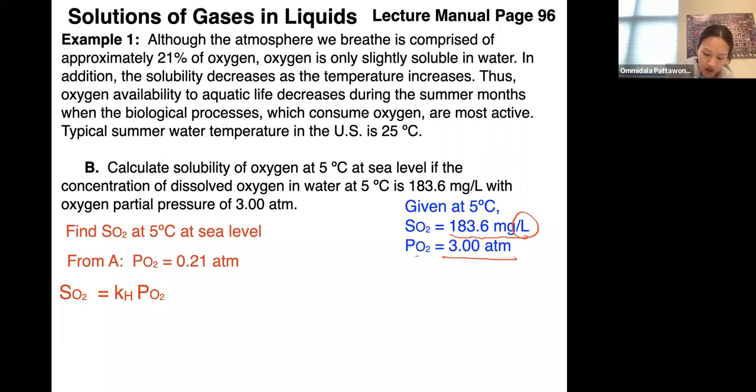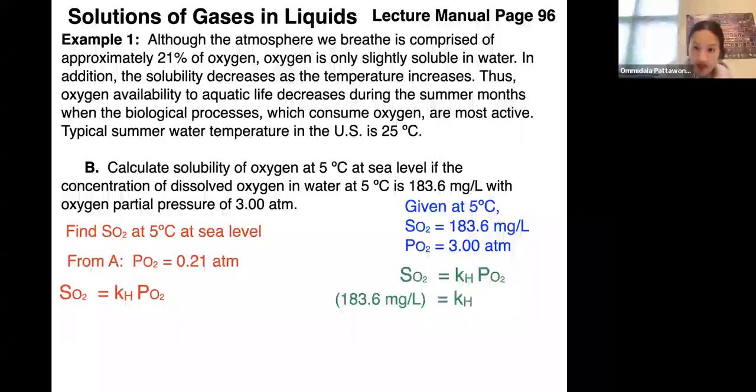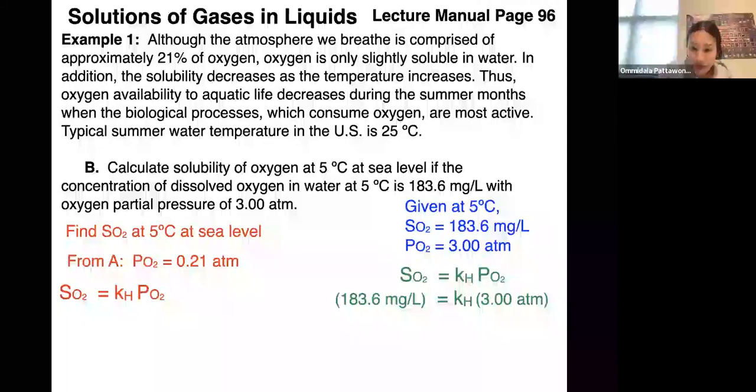Okay, you know the solubility, you know the partial pressure. Wait a second, so we can do the same thing, right? You can plug these two in and solve for that, because in this case KH would be the only unknown variable that we need to solve. So I would just plug in the solubility of oxygen at 5 degrees Celsius, and I will plug in the pressure of oxygen at 3 atm, because the partial pressure is given as 3 atm.